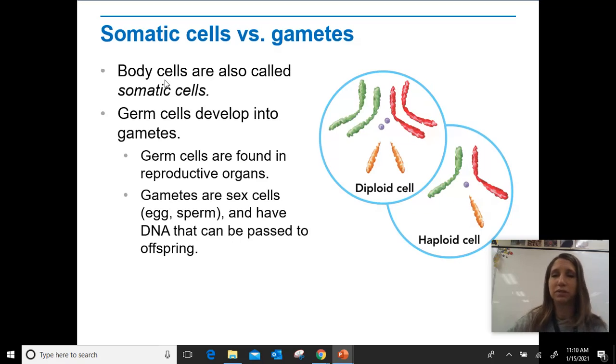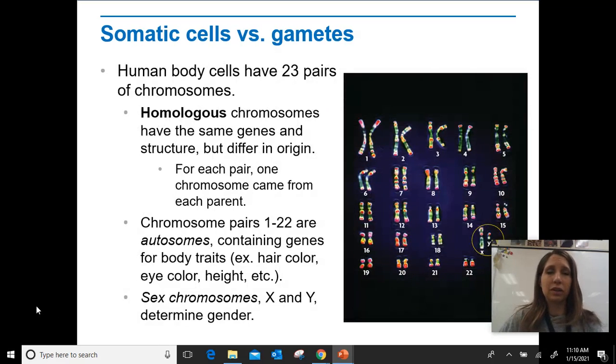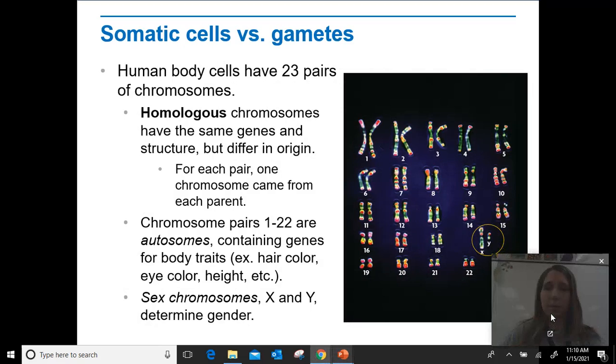All right, so meiosis doesn't create identical cells, but mitosis does. If we look a little bit closer at what makes up these different cells that we find in all humans and most other animals and plants and other eukaryotes, we know that in humans specifically, we have 23 pairs of chromosomes. The image that you're seeing here on the right is called a karyotype.